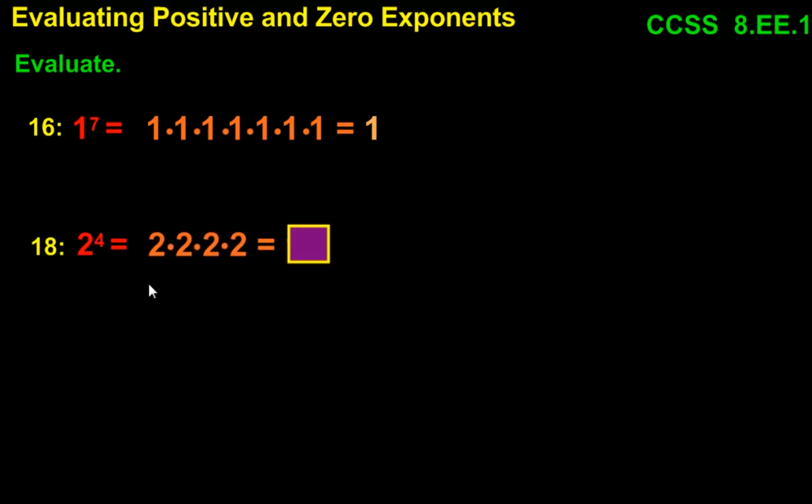And for number 18, we have 2 to the 4th power. That's going to be 2 times 2 times 2 times 2. So if we multiply these out, 2 times 2 is going to give you 4, and 2 times 2 is going to give you 4. And then you can think about 4 times 4 gives you 16.